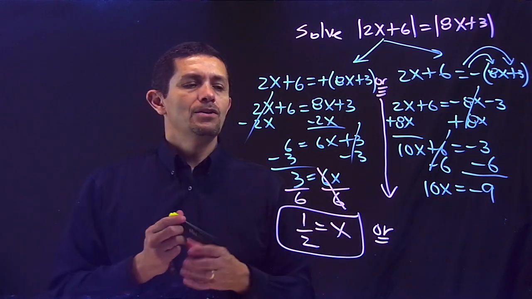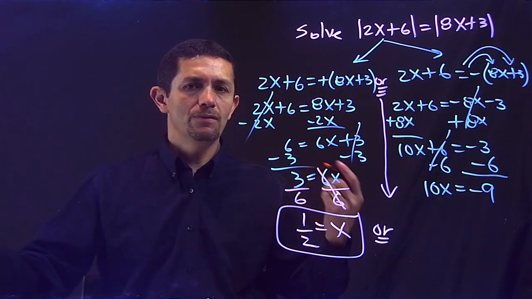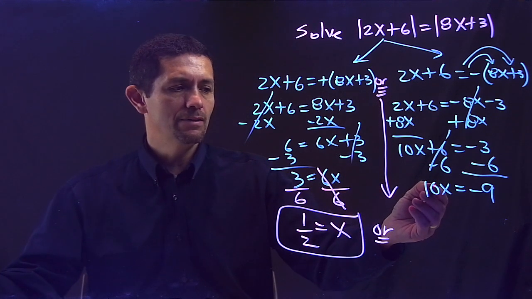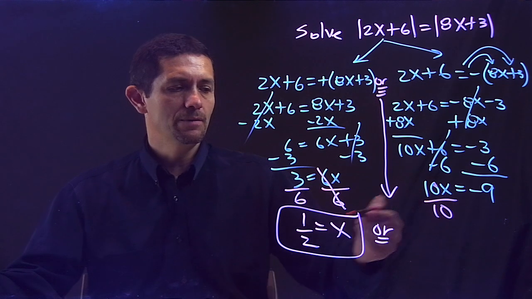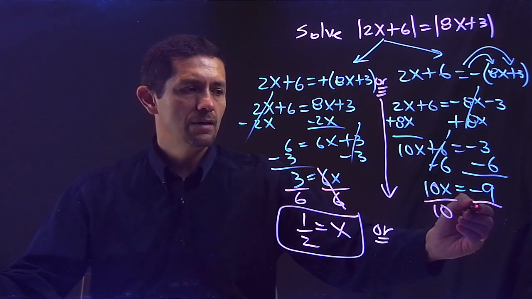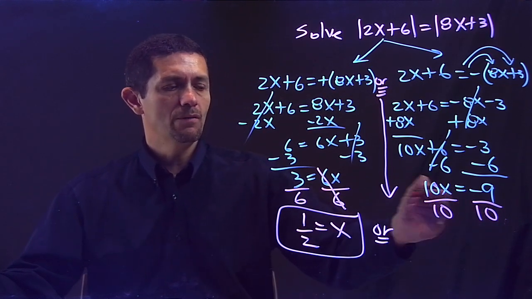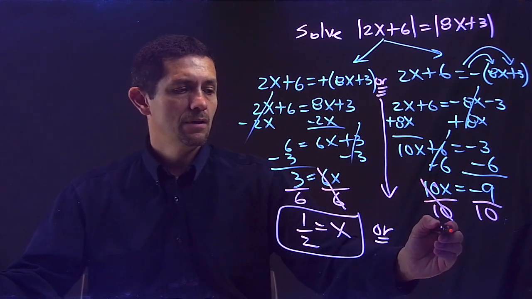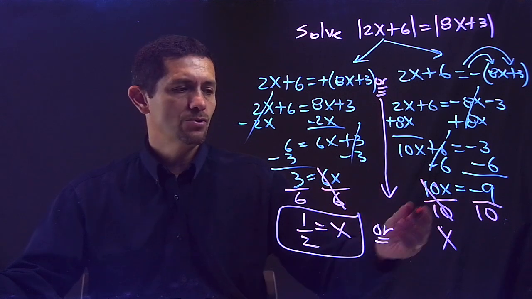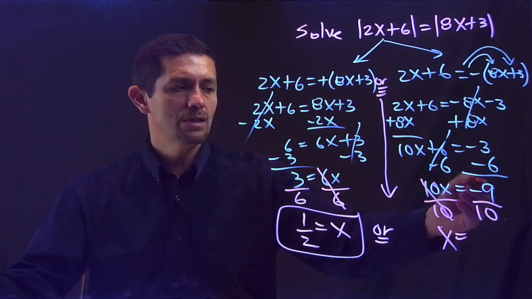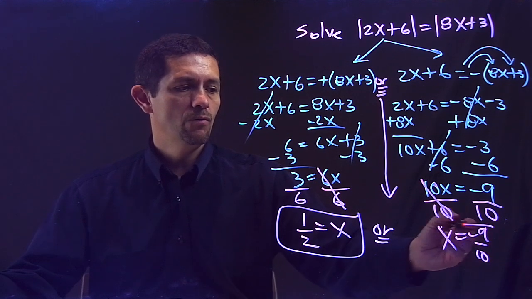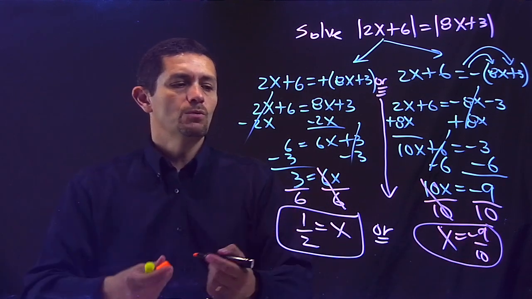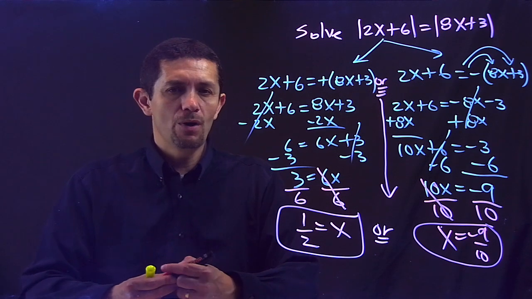Your last step is always either dividing or multiplying. In this case, I have a 10 that is multiplied by the x, so I have to divide by 10 on both sides. I divide by whatever is with the x. 10 divided by 10 gives you 1, which I don't have to write. So I have x equals negative 9 over 10. If you can reduce the fraction, you reduce; if not, you write the same thing. And those will be your two answers for the absolute value equation.